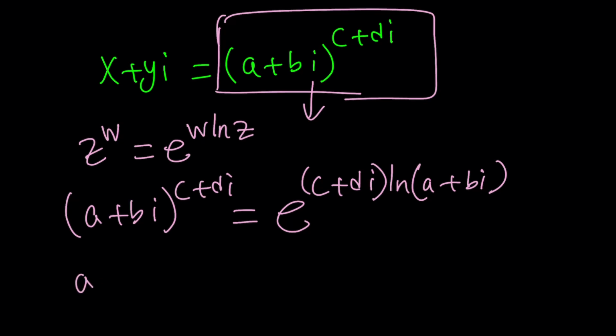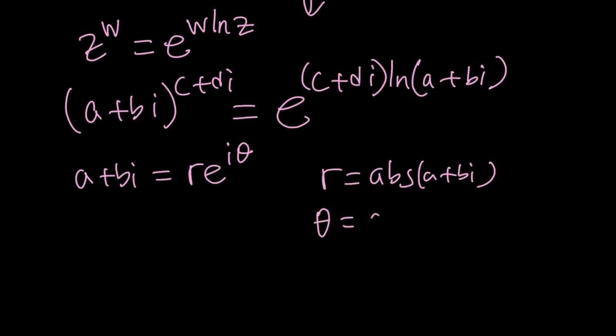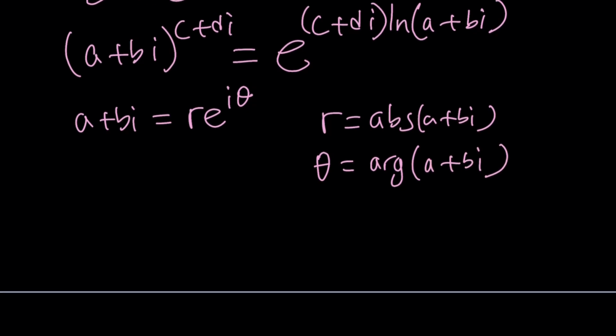I want to set a plus bi to r e to the i theta, where r is the absolute value of a plus bi, or the modulus. I just used abs for absolute value. And then theta is the argument, and I'm going to use arg for that. Make sense? That's the angle. Okay, great. So r needs to be greater than or equal to 0. r and theta are real numbers. a and b are real numbers.